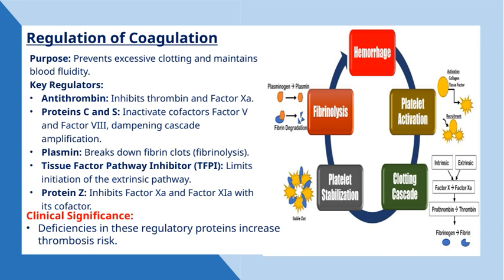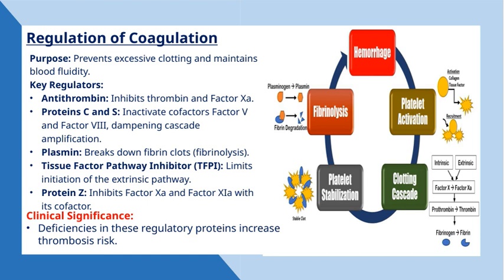effectively slowing down or stopping the process when it's no longer needed. Plasmin is another vital player. Its job is to break down fibrin clots through a process called fibrinolysis. This helps clear clots once they've served their purpose, maintaining blood flow.